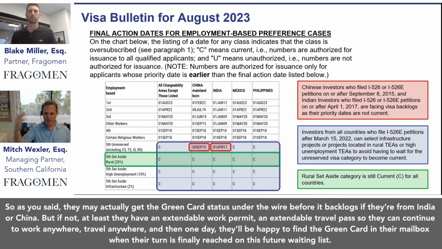So as you said, they may actually get the green card status under the wire before it backlogs if they're from India or China. But if not, at least they have an extendable work permit and an extendable travel pass, so they can continue to work anywhere, travel anywhere. And then one day they'll be happy to find the green card in their mailbox when their turn is finally reached on this future waiting list.